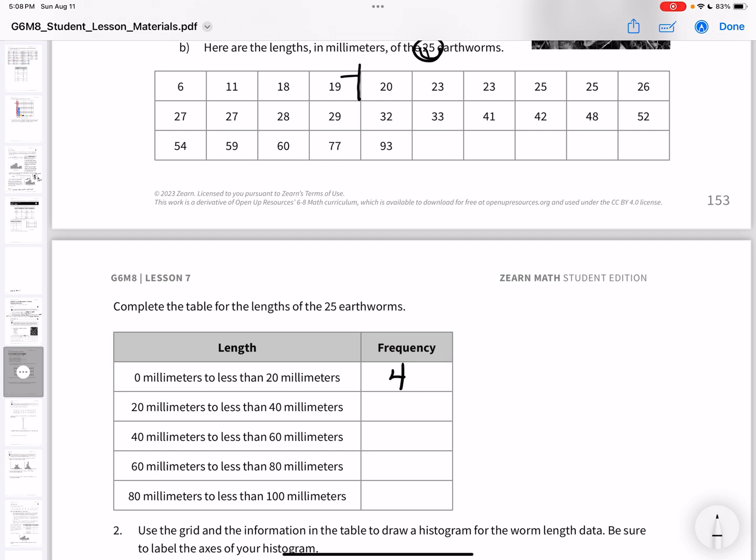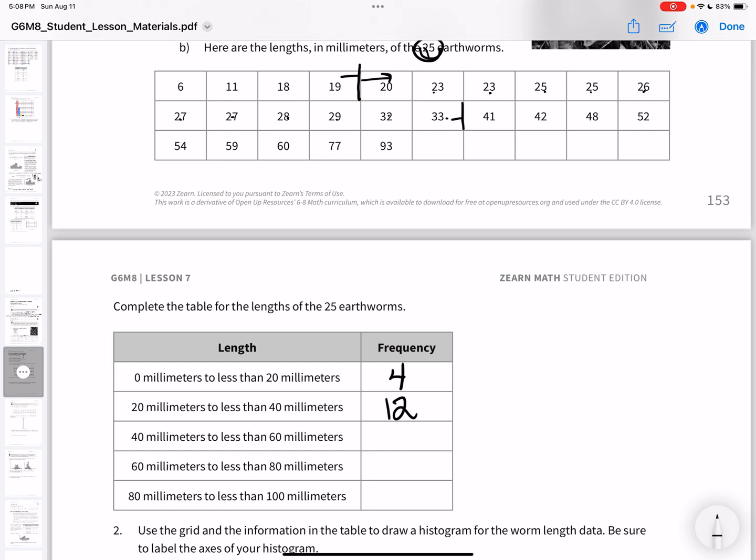20 millimeters to less than 40 millimeters. So I'm going to look for 40. We don't have 40, but we have 33 and then 41. So we're looking for this and this. So 1, 2, 3, 4, 5, 6, 7, 8, 9, 10, 11, 12.